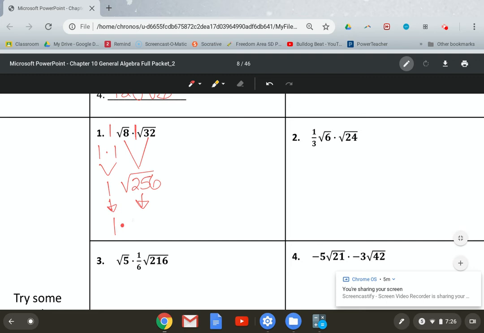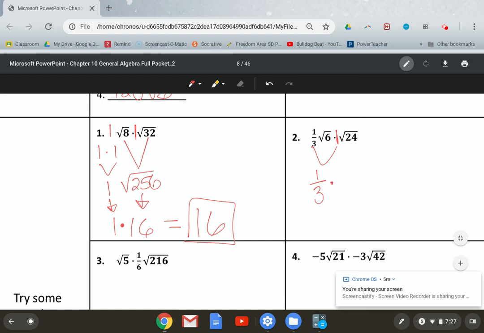The square root of 256 is 16. So when you multiply 1 and 16, you get a total answer of 16. Now you might be questioning, how important was that 1 in the front? Not very important. But when we get to a problem like number 2, we're going to need to multiply our 1/3 times our 1. So 1/3 times 1 is still 1/3.